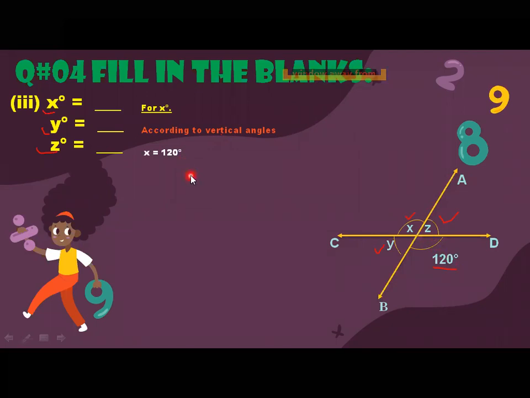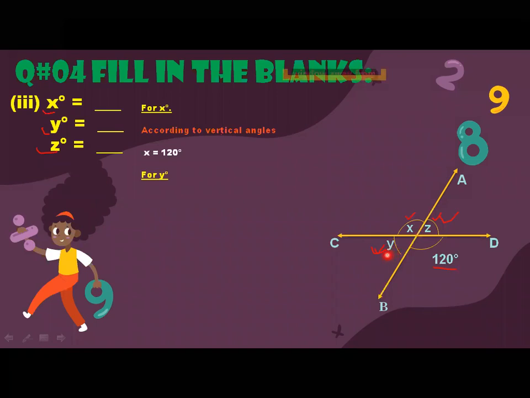Now look at this one. Now for next, if you are going to find out Y, so how will you find out Y? So for Y, which postulate are you going to write? If you look into the vertical angle, the vertical angle of Y is Z. So you cannot find it out with the help of vertical angle. So what you will do? Because the vertical angle of Y is Z.